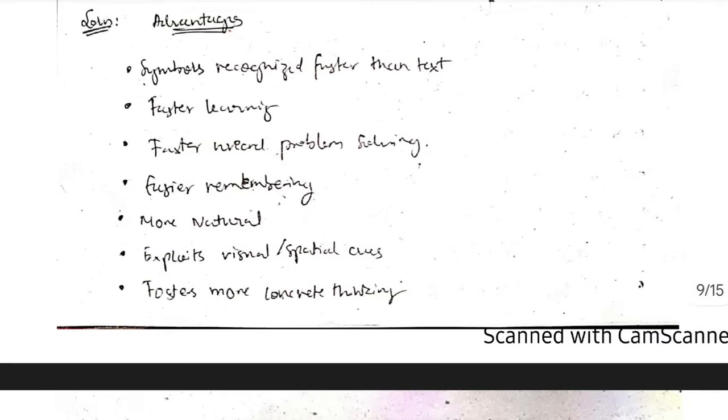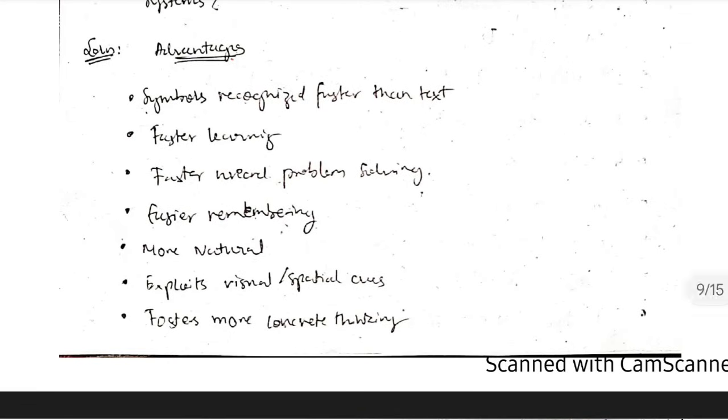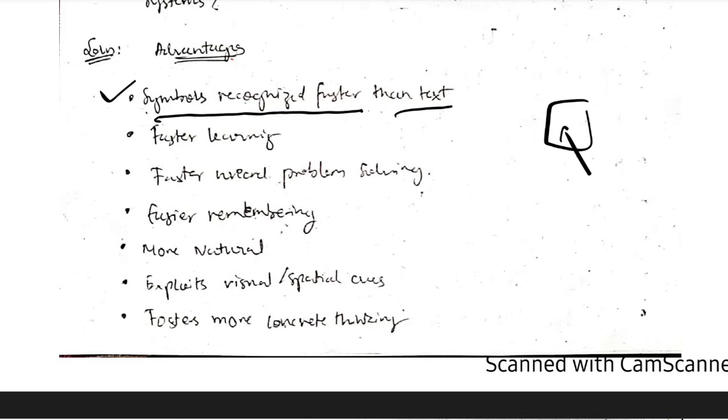If you want, you can hear me out, and by hearing, it will stay in your brain. So you need not memorize all of it, just go through it. Whatever comes to your mind comes, and whatever does not come, let it not come. Okay, so I'll be reading this out. Symbols are recognized faster than text, which means symbols will be there, and they will be recognized faster than text. That is one of the advantages.